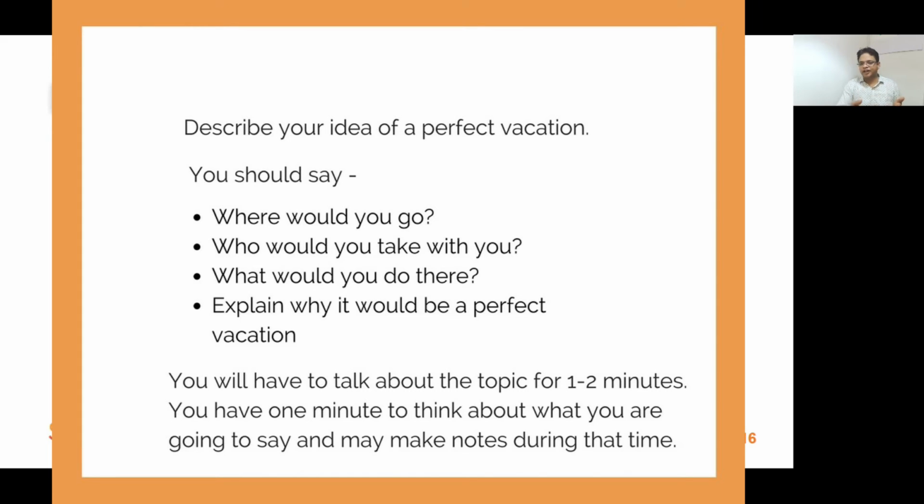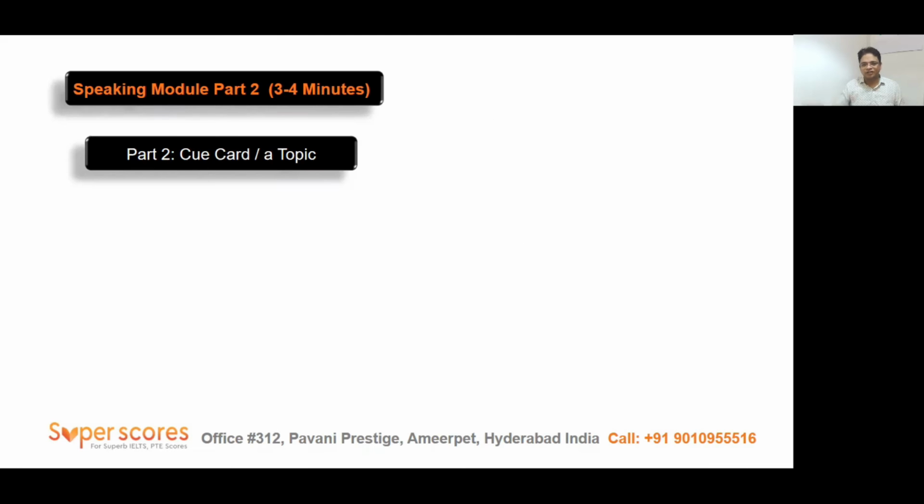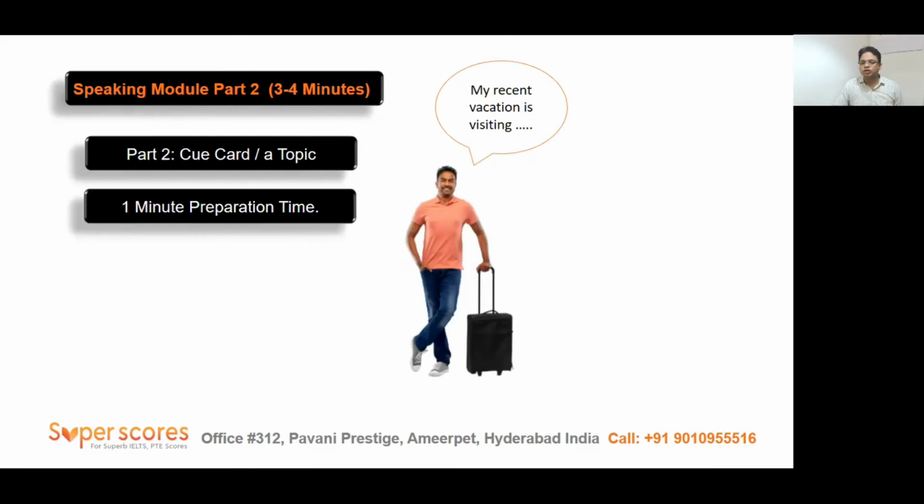Would you recommend that vacation to anybody in your friends or family? Something like that. So any common topic can be given to you, and you should talk about that topic for at least 2 minutes. For 2 minutes, you have to talk about that particular topic. And when you are given the cue card, before you speak, you will have 1 minute's time.